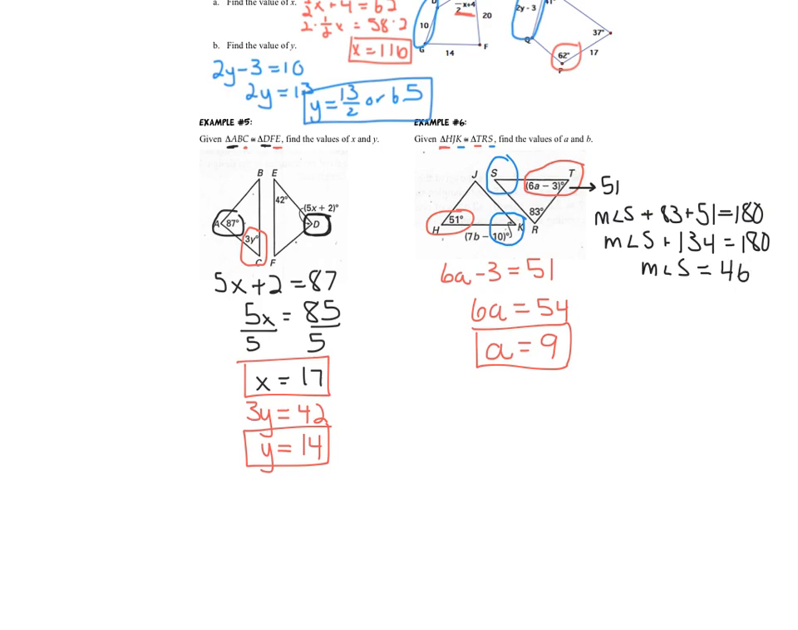All right, so I did that so that I could find B. So notice my blue angles that I circled here. 7B minus 10 is going to equal 46. Add 10 to both sides. 7B equals 56. Divide by 7. B is going to equal 8. Okay?